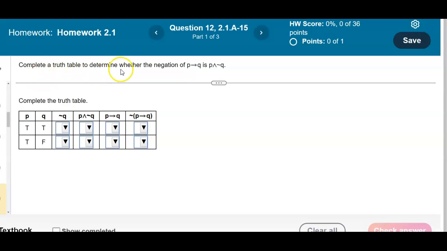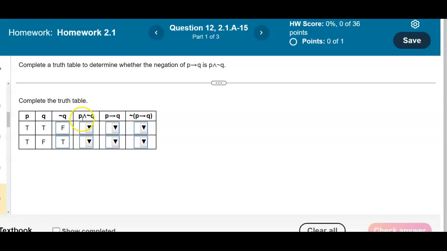Complete the truth table to determine whether the negation of P implies Q is P and the negation of Q. So let's first start here. We want to negate Q. So the negation of true here for Q is false. The negation of false here is going to be true.